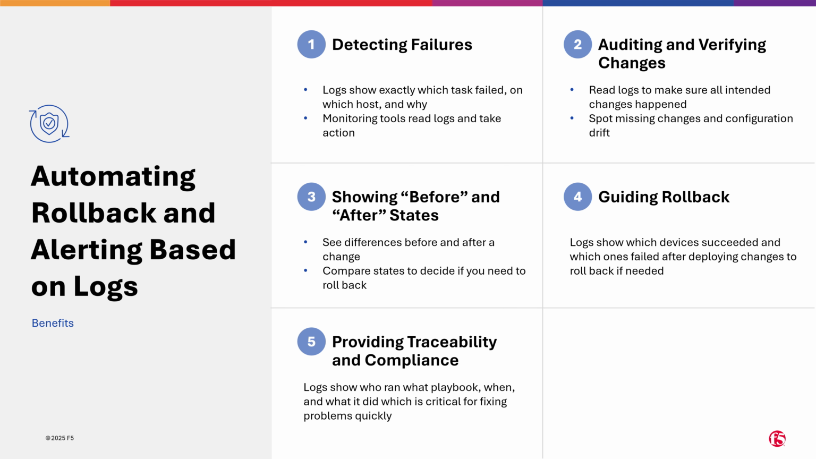Fifth, logs help with traceability and compliance. In many environments, every change must be recorded. Ansible logs show who ran what playbook, when, and what it did. If a problem appears, you can check the logs to find out if a recent change caused it. This information is critical for fixing problems quickly. In conclusion, logs are a feedback loop for automation. They should be reviewed regularly, especially after big changes. This helps teams learn from mistakes and improve their automation processes.